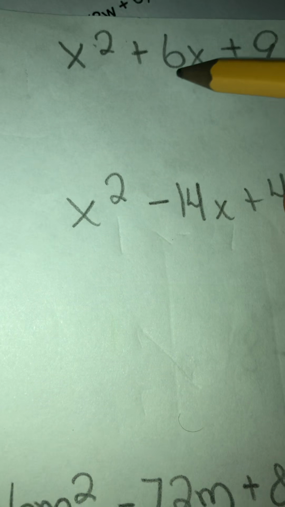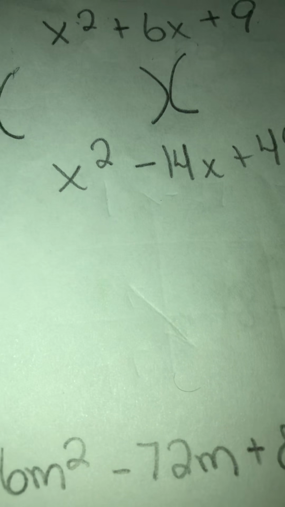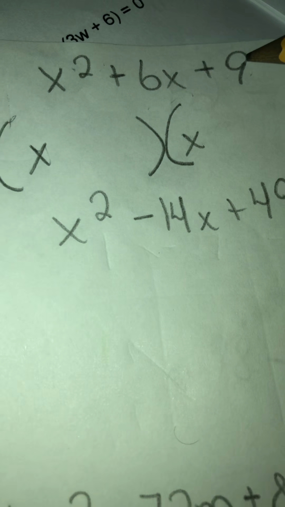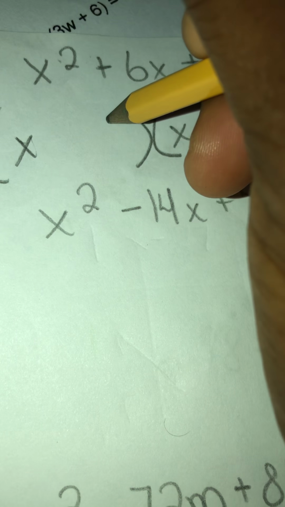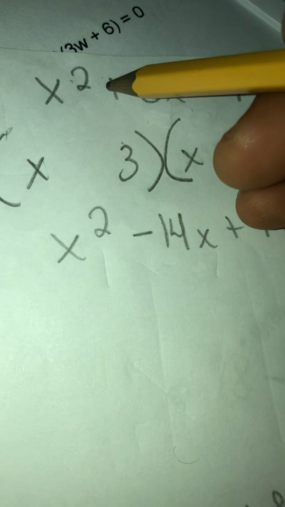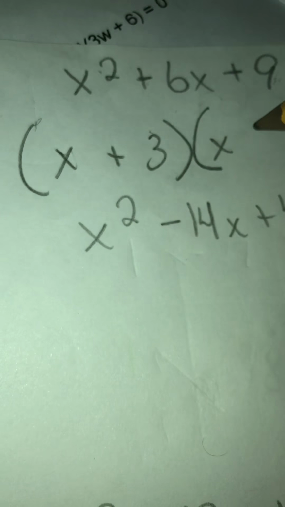Alright, so here we have x to the second power plus 6x plus 9. So when I take the square root of x to the second power, I get x. And then when I take the square root of 9, it is 3. Because my middle number is a positive, I'm going to put plus there.